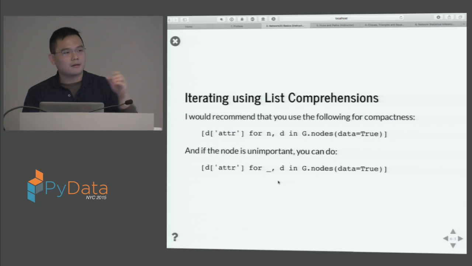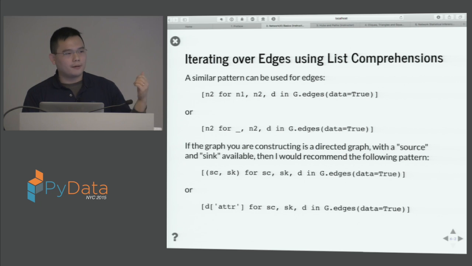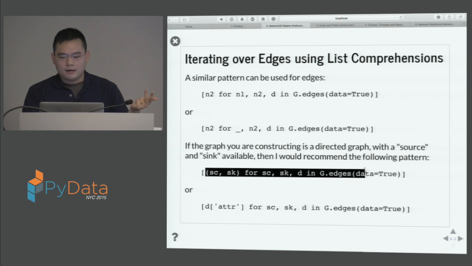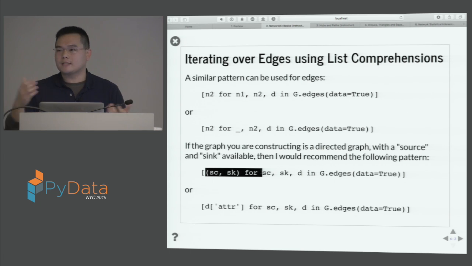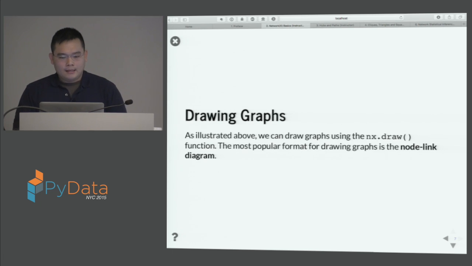I've listed out here things for your reference that you can reference in later notebooks or beyond this tutorial if you'd like as well. So iterating over nodes, iterating over edges. And like I was mentioning, if you're using an undirected graph, you'd use N1, N2, for example, in your list comprehension. Or if you're using a directed graph, you may want to choose your variable names in a way that is informative for yourself. So source and sink might be better variable names instead.